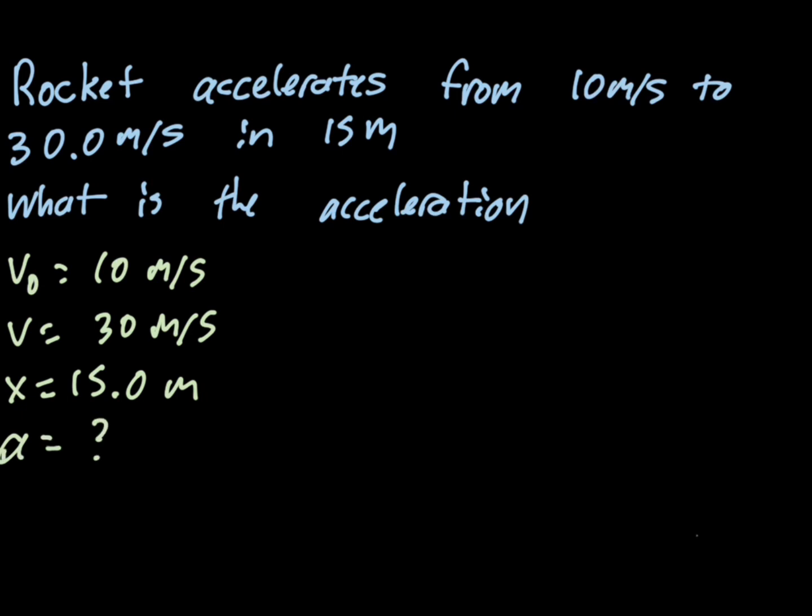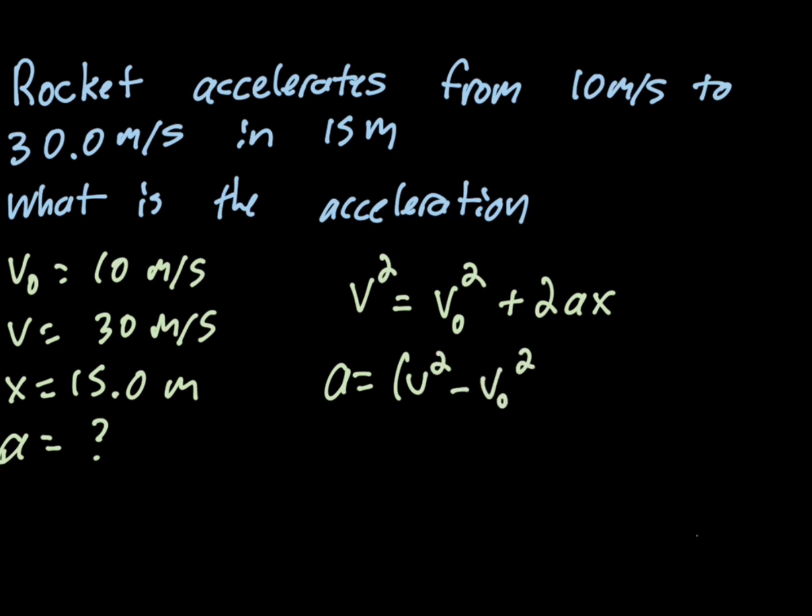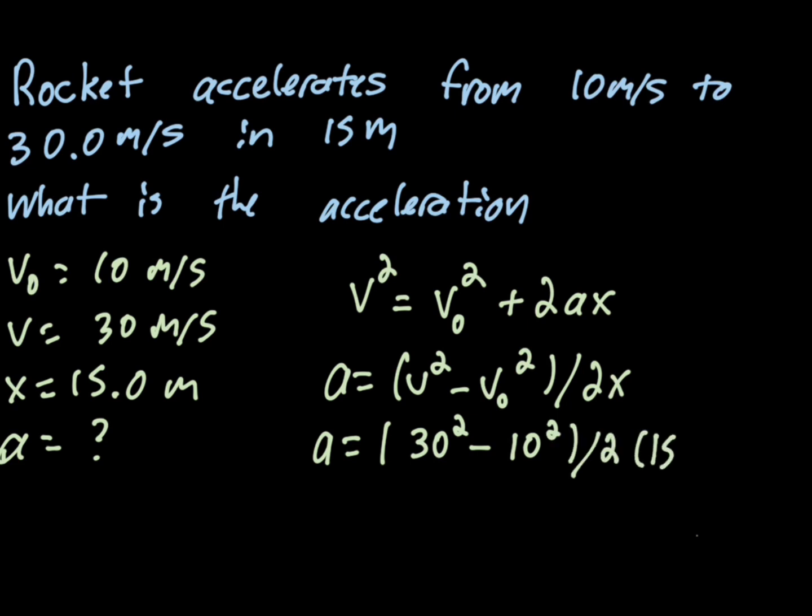Okay, so let's choose our kinematic equation, and we will use v squared is equal to v naught squared plus 2ax. Okay, so we need to solve for a, so a is equal to v squared minus v naught squared divided by 2x. Okay, let's plug in. a is equal to 30 squared minus 10 squared divided by 2 times 15 to give us an acceleration of 26.7 meters per second squared.